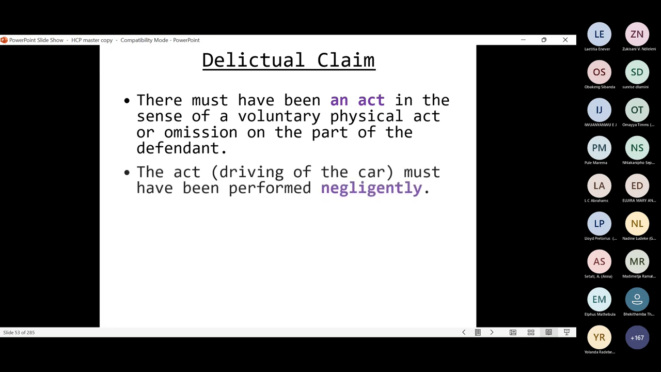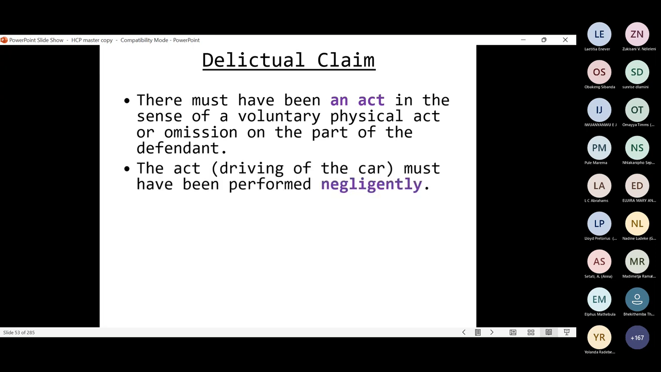So the act, which is the driving of the vehicle, must have been performed negligently. How did he drive the vehicle? He drove too fast. He drove on the wrong side of the road. He didn't stop at the robot. He didn't check if there's oncoming vehicles. Whatever the negligence was, you would describe that. So you would ask questions to meet that requirement.